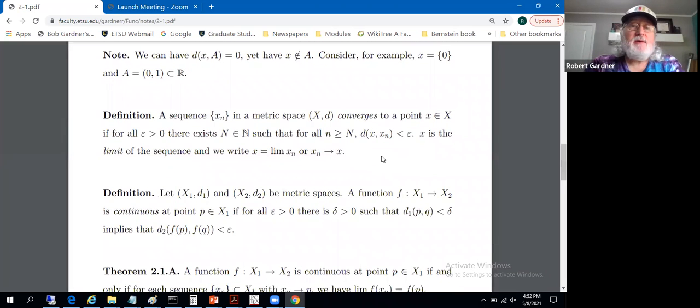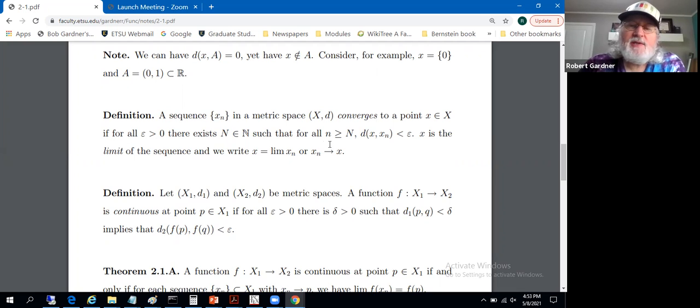Sequences. If we've got metrics, we can define limits of sequences. A sequence, x sub n, in a metric space (X, d), converges to a point x in that set if, so the logic starts here, same definition you have in calculus 2, except we're measuring distances with a metric instead of absolute value.